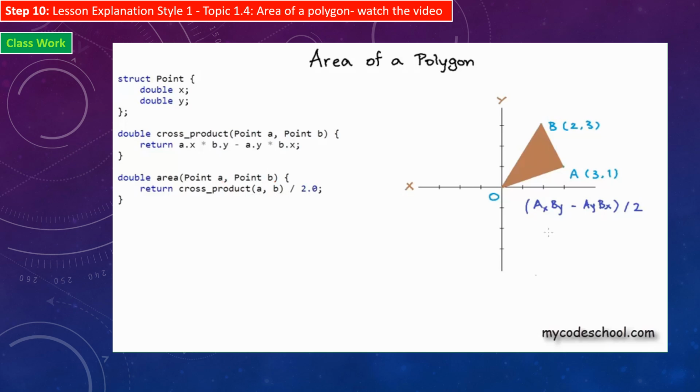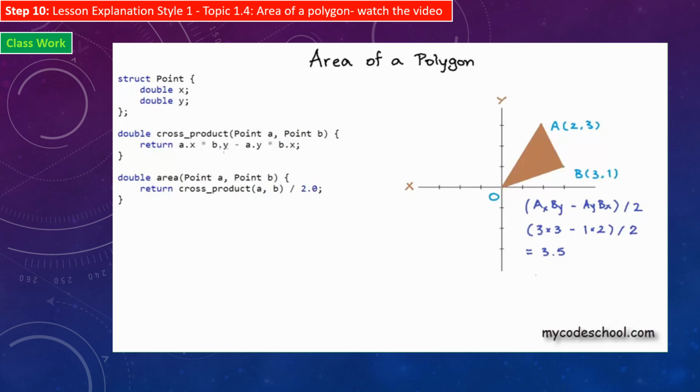If we apply the formula for these values of A and B, so A is 3, 1 and B is 2, 3, we get 3 into 3 minus 1 into 2, the whole divided by 2, which is equal to 3.5. Now what if we were to exchange A and B? So A became the point 2, 3 and B became the point 3, 1. Of course the triangle itself does not change, but if you apply the code that we've written here, you will get the answer as minus 3.5. So we get the area having the same magnitude of 3.5, but the sign is opposite.